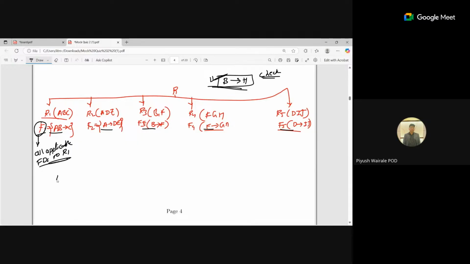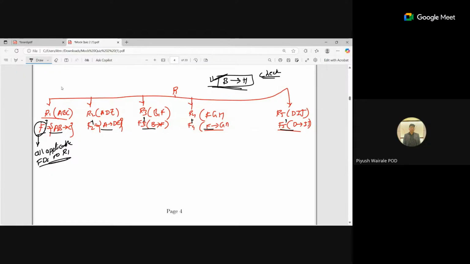So here AB determines C is fine. We can directly write it down. But can we write A determines BC? Can we write B determines AC? Can we write AC determines B? Any one of these here? Because these things are possible, right? So how can we check which one is applicable here? We need to write down all the applicable ones. That is what F plus is, all the applicable functional dependencies.